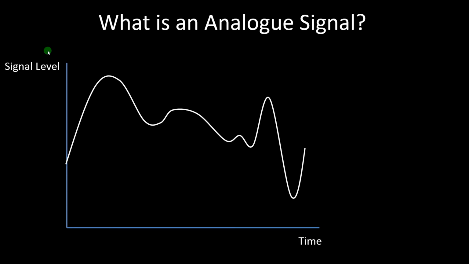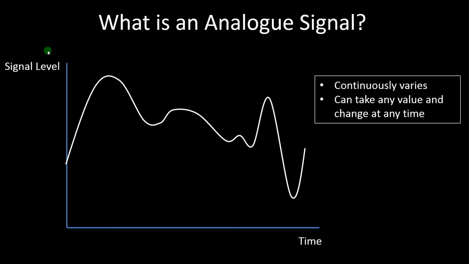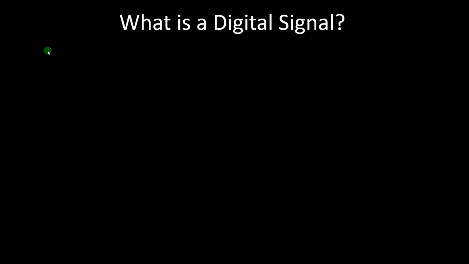And this signal level could be anything. It could be the volume of an audio signal. It could be the voltage in a wire, anything like that. So signal level is a very general term. And the point about an analog signal is that it can change however you like. It continuously varies. It can take any value and change at any time. There is no restriction on the shape of this signal at all. Okay, so that's analog. Digital is much more restricted.